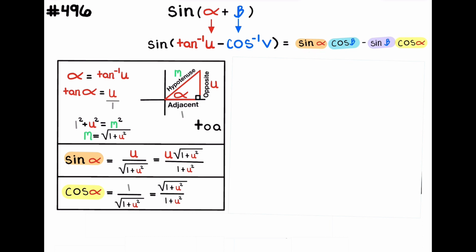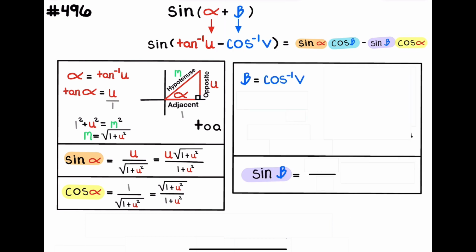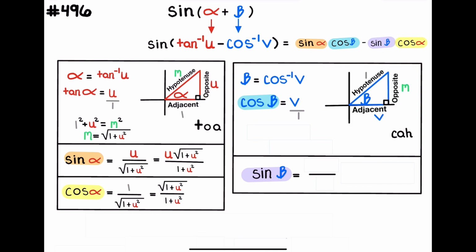We now know the sine of alpha and the cosine of alpha, so let's use beta is equal to the cosine inverse of v to find the rest. Applying the cosine to both sides, we have the cosine of beta equals v. Putting that over 1, we can see the adjacent over the hypotenuse to build our right triangle on the bow tie. So v is going to be my adjacent and 1 is the hypotenuse.